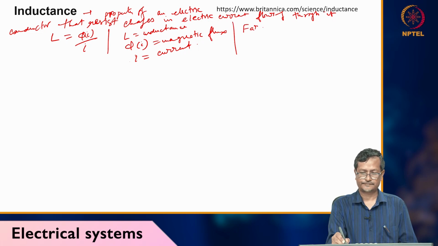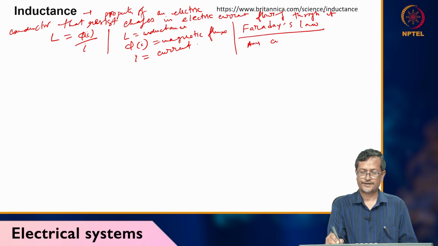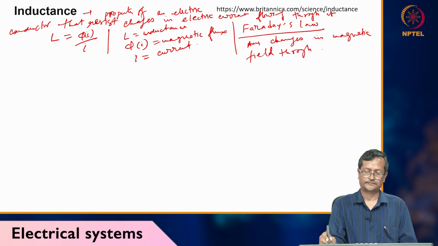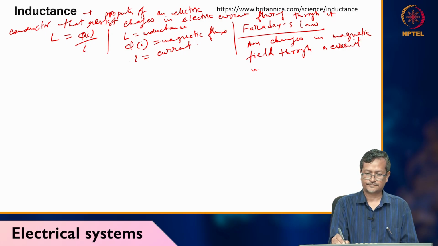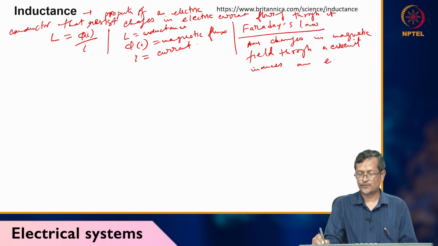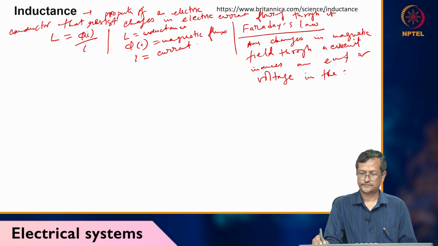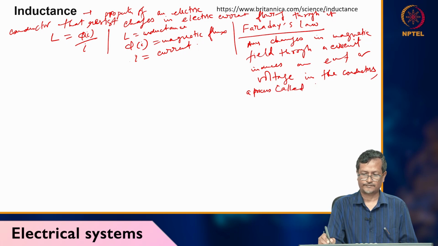So Faraday's law says, any changes in magnetic field through a circuit induces an EMF, electromotive force or voltage, in the conductors. A process called electromagnetic induction.